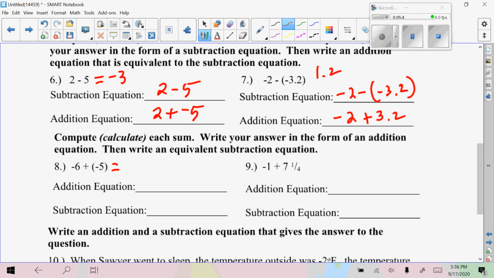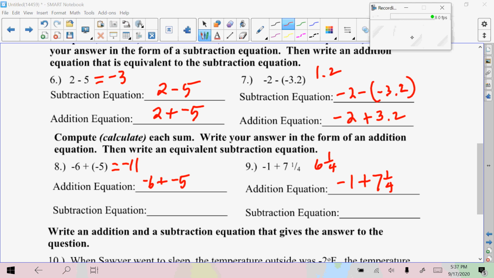This would be -11. This would be 6 1/4. Now I'm going to let you write the two equations, the original equation as an addition problem, so -6 plus -5, and then you have to change that to a subtraction equation. Okay, so -1 plus 7 1/4. You're going to write both of those as subtraction. So go ahead and pause and try that. And that looks like that.